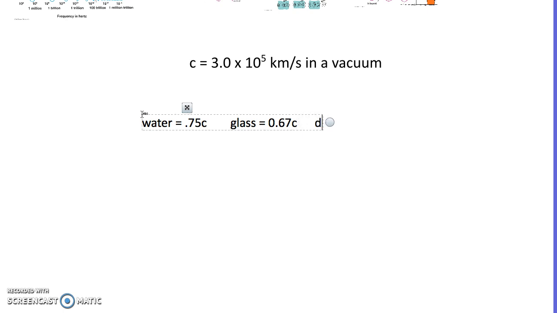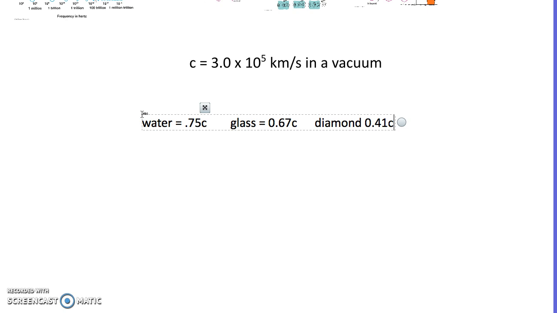And finally, if it were to go through a diamond, it slows it down by more than half. It's actually 0.41 C, the speed of light. So it would slow it down: water to about 3/4, glass to about 2/3, and diamond to less than half.